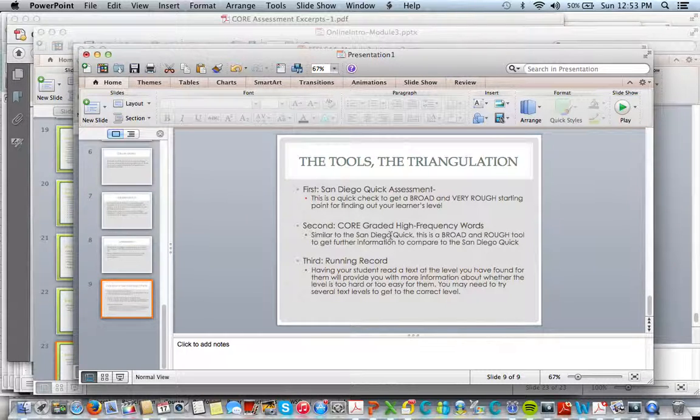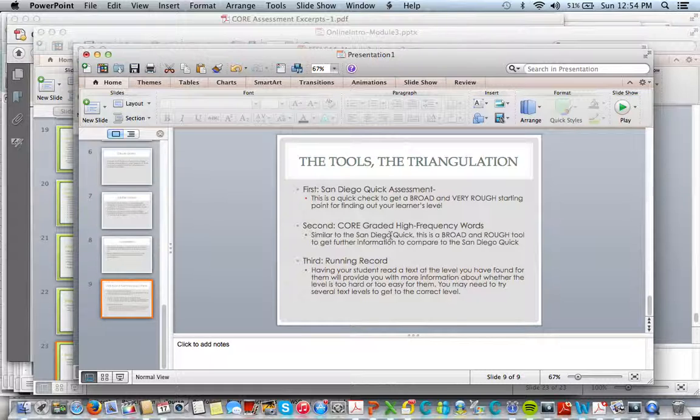Another tool very similar to that is the core graded high frequency words, and that one is again rough and tumble, but it will give you some information to compare to the San Diego quick so that you can sort of average the two or find out what's going on between those two. And finally, after you do those two, that's when you get a text at the level that you think your learner is at based on that information, and you sit down with them and read through the text and see how they're doing. That's a running record. The oral reading fluency in our readings is also similar to this.